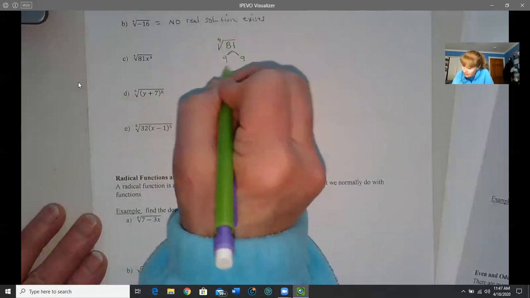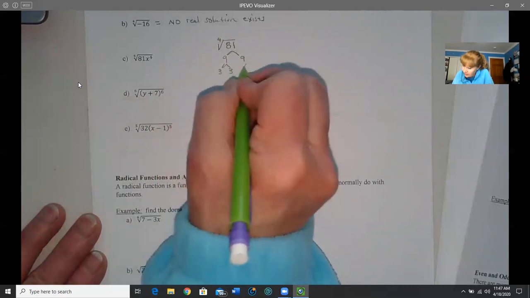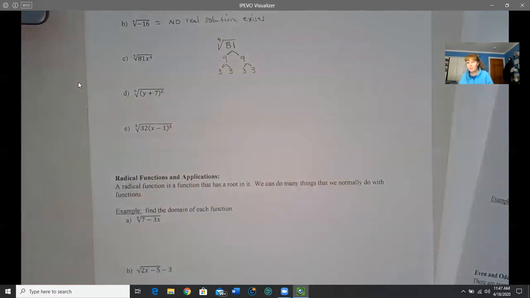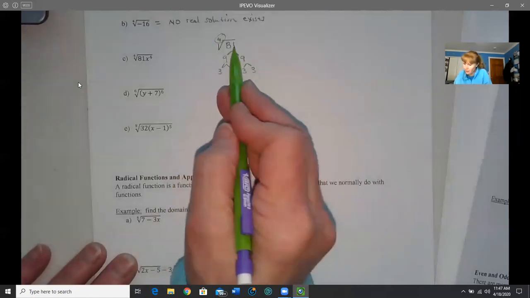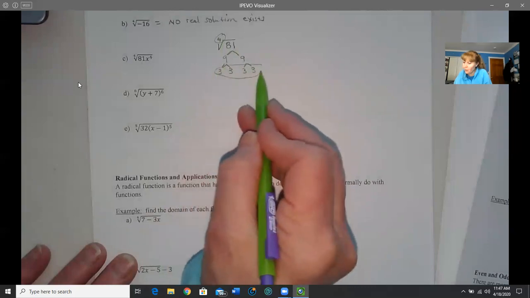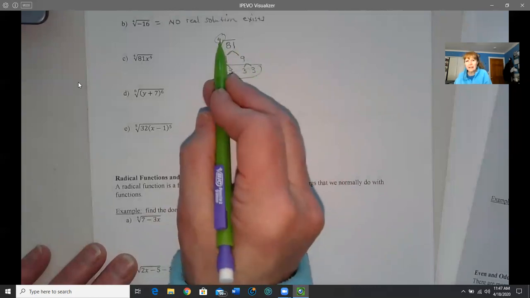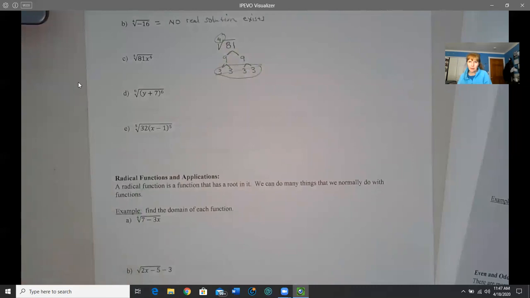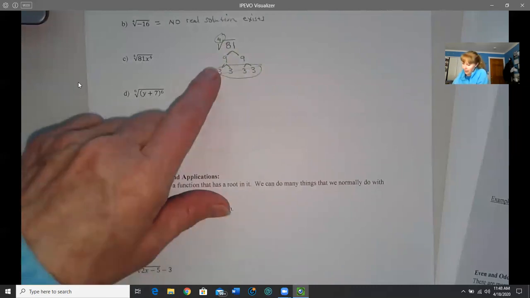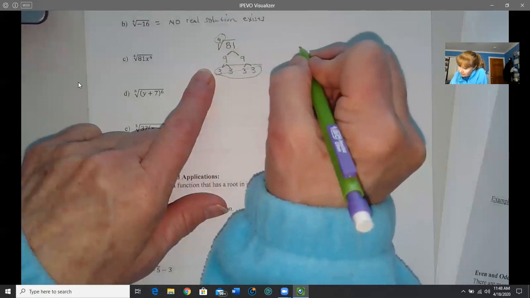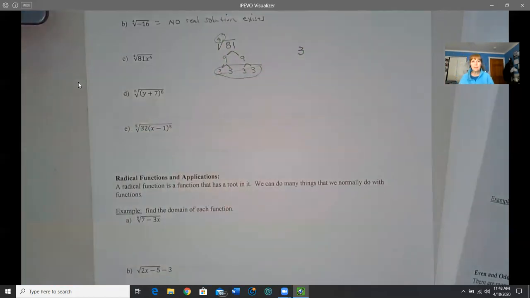9 times 9, 3 times 3, 3 times 3. And we have 4 3's. Perfect. So the fourth root of 81 is 3, because I have 4 of them. That tells you how many. It's kind of like a gatekeeper. It tells you how many you have to have before it's allowed to come out of the radical sign. So you have 3. That's part of my answer.